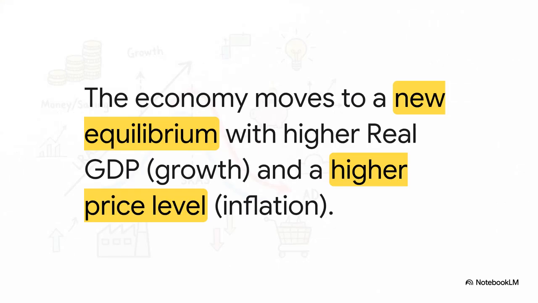So what's the outcome of that shift? Well, the economy settles at a new short-run equilibrium, and our model shows us two things have happened. One, real GDP is higher. That means the economy grew and unemployment probably went down. Great. But the overall price level also went up. And that, my friends, is inflation.